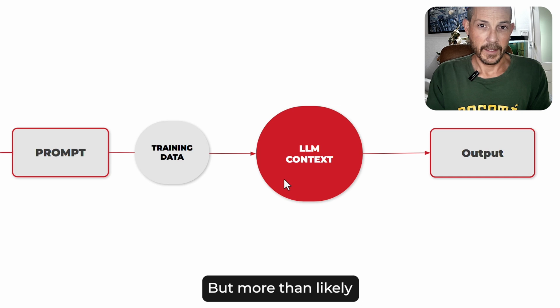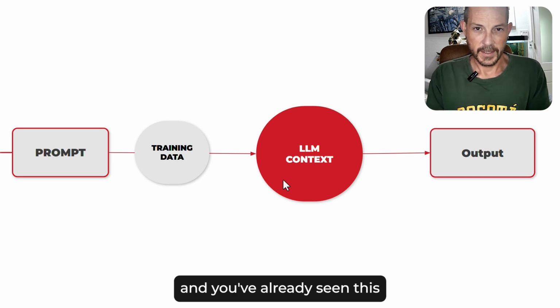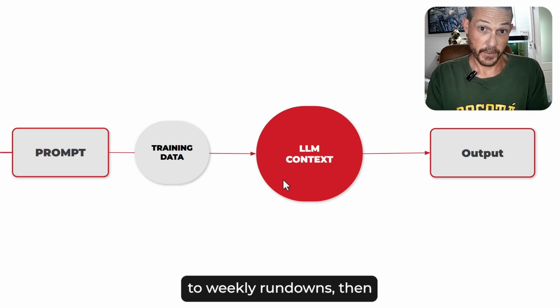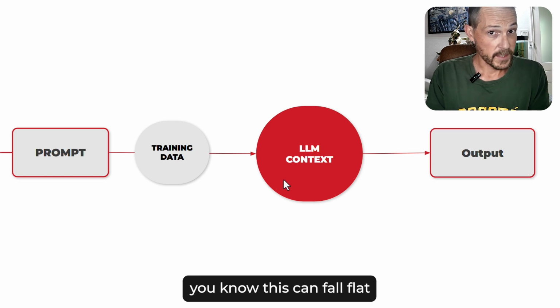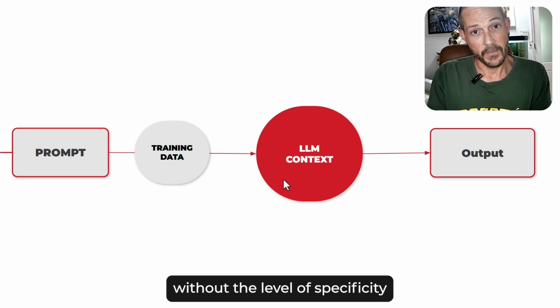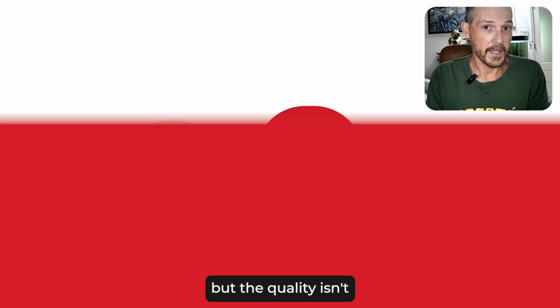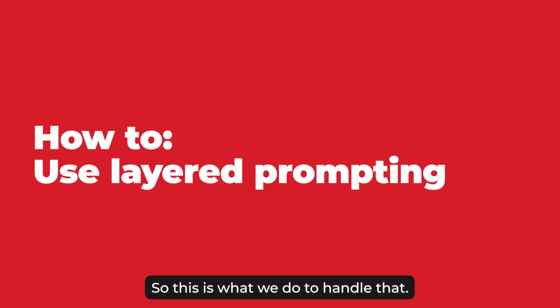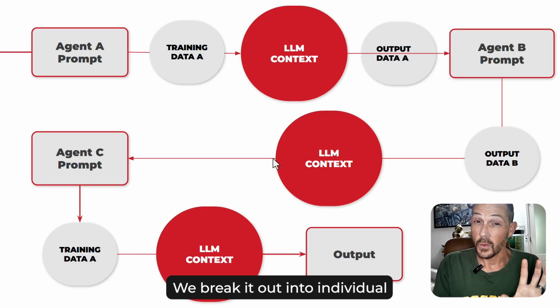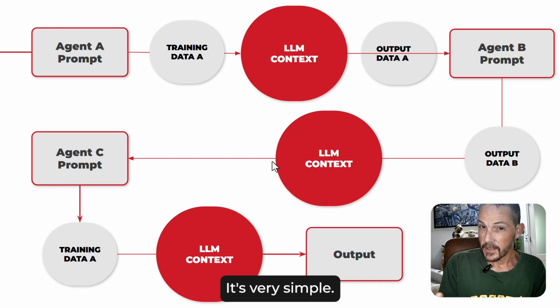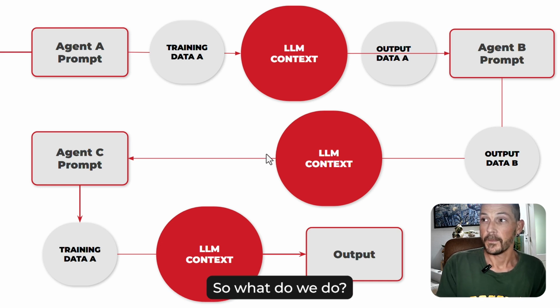But more than likely, if you're running into this and you've already gone through the other two weekly rundowns, then you know this can fall flat without the level of specificity you need. It may make it go quicker, but the quality isn't exactly what you need. So this is what we do to handle that. We break it out into individual agent prompts. It's very simple.